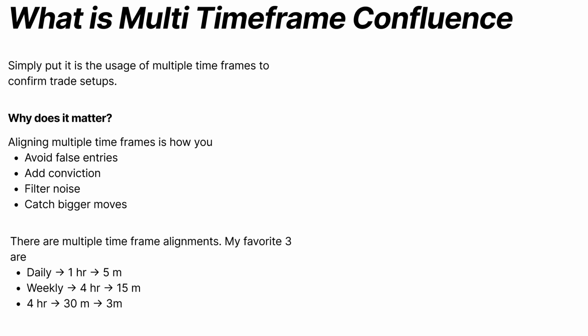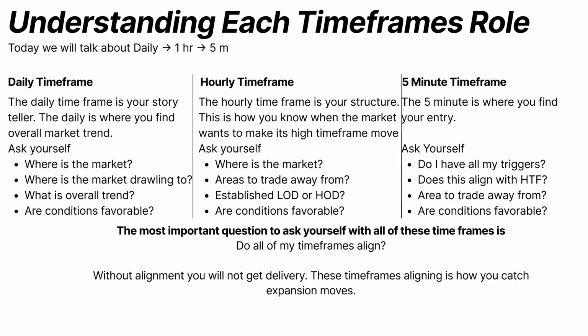Now, there are multiple time frame alignments. My favorite three are the daily to the 1 hour to the 5 minute, the weekly to the 4 hour to the 15 minute, and then this is kind of one that I don't think I made, but it's just something that I played around with. The 4 hour to the 30 minute to the 3 minute. That's personally my favorite. Now, the first step is understanding each time frame's role. So today we're just going to use the daily to the 1 hour to the 5 minute.